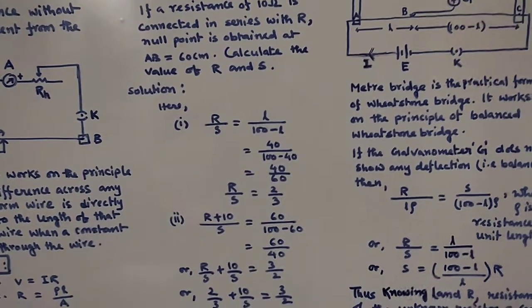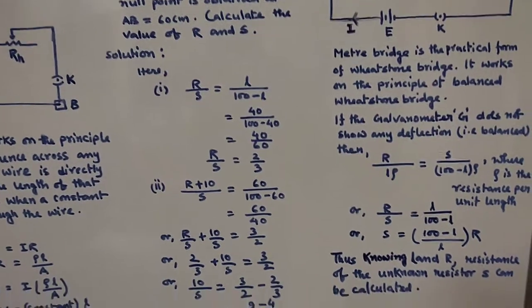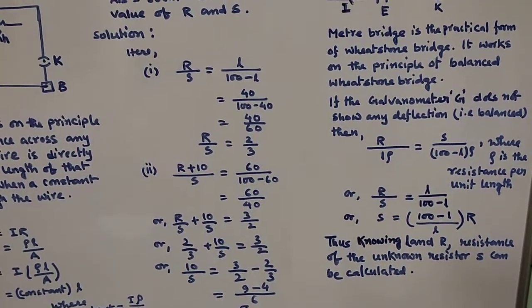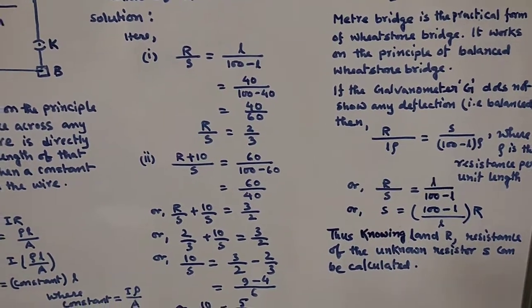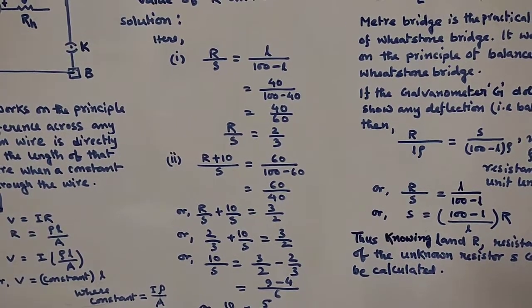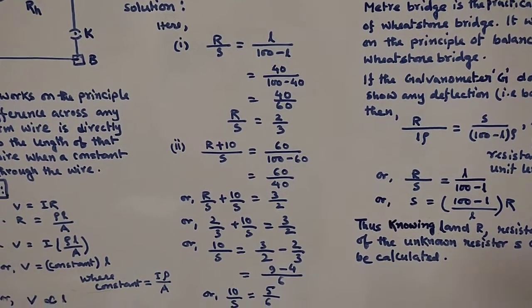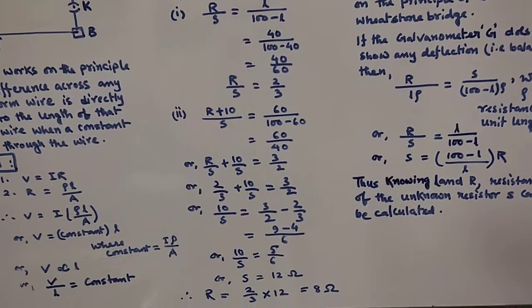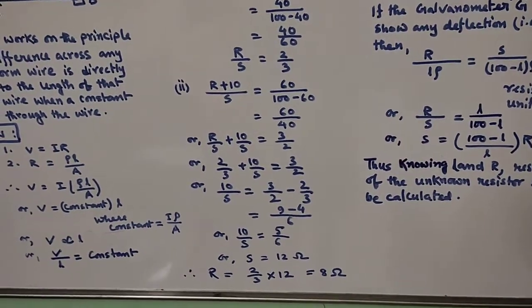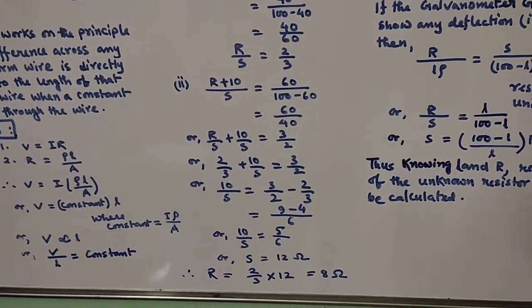So R/S + 10/S = 3/2. R/S comes from equation 1, that is 2/3, plus 10/S equal to 3/2. So 10/S = 3/2 minus 2/3. If you take the LCM, it comes out 6. 9 minus 4, that is 5/6. So 10/S = 5/6. If you simplify, you will get S equal to 12 ohm.